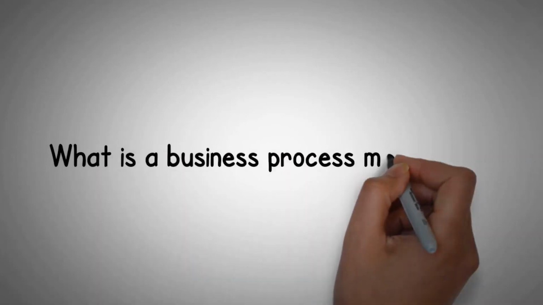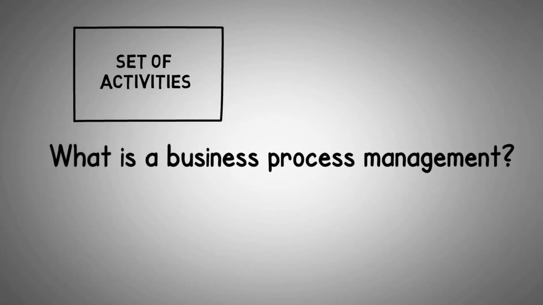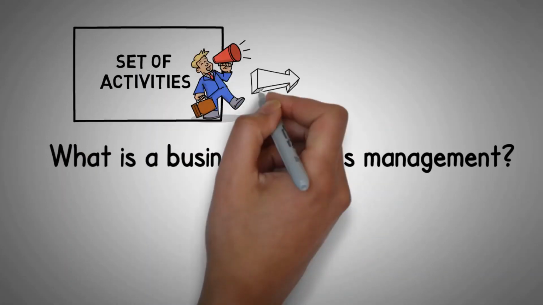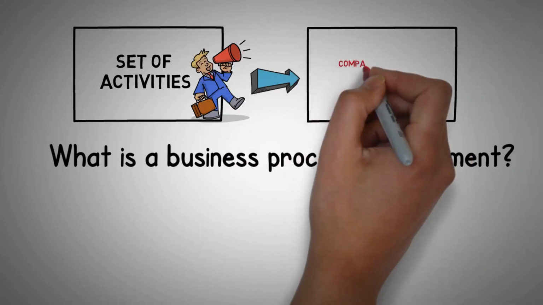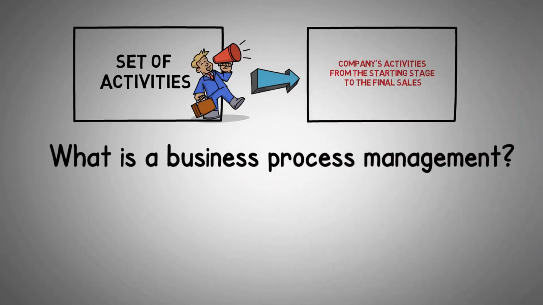What is business process management? Business process management is a set of activities that helps businesses run more smoothly. These processes figure in all stages of the company's activities, from the starting stage to the final sales.